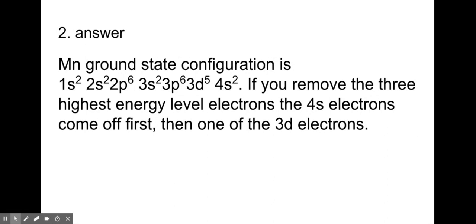When creating cations, we're going to remove those valence electrons first, and then the next highest energy level electrons following. In this case, we're going to have to take both of those 4s electrons off, and then we'll need to take one more from the 3d, and that's what gives us the correct answer.